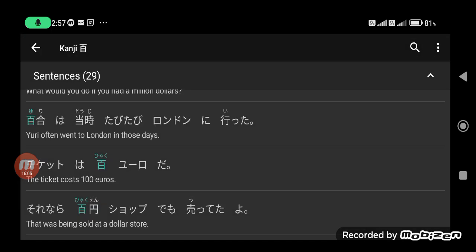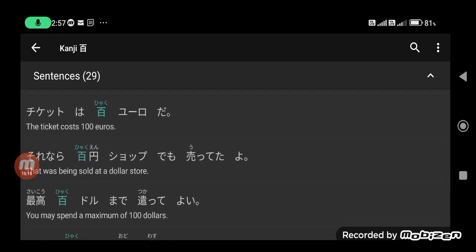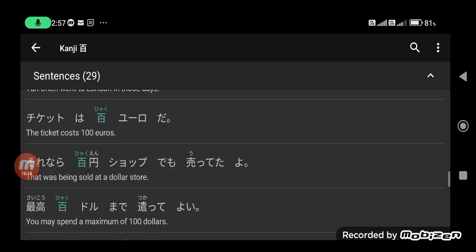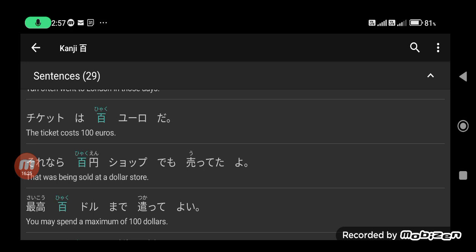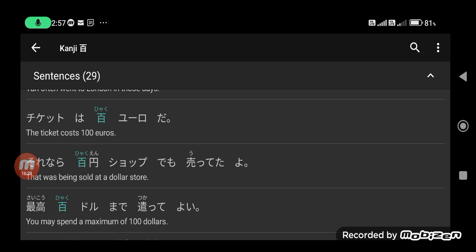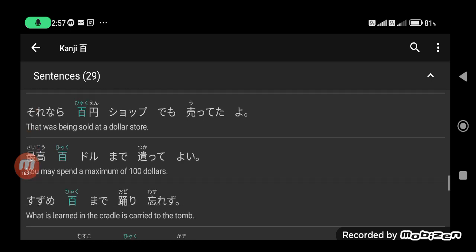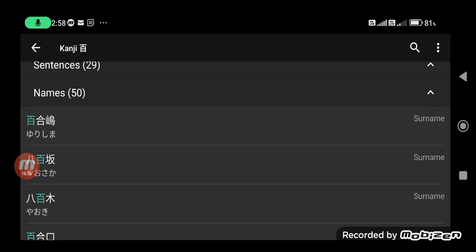Again, Yuri often went to London in those days. ユリは当時たびたびロンドンに行った。 And a very common pattern of sentence: the ticket cost 100 euros. In Japanese, チケットは100ユーロだ。 Okay, so for name usage, just the first 4.